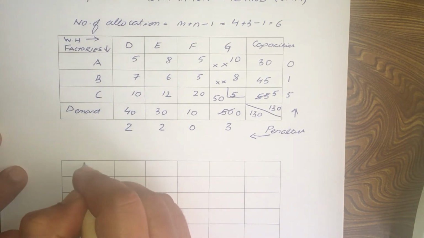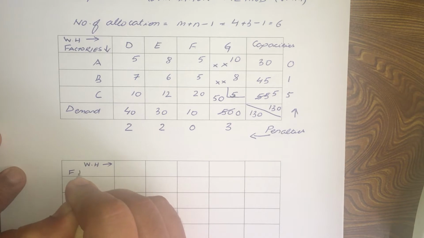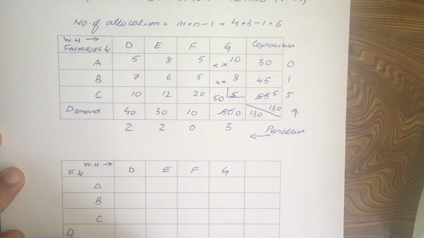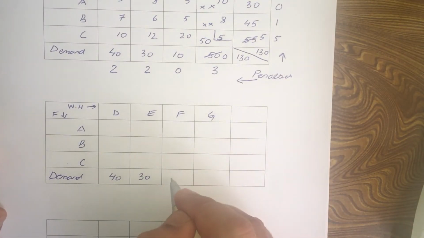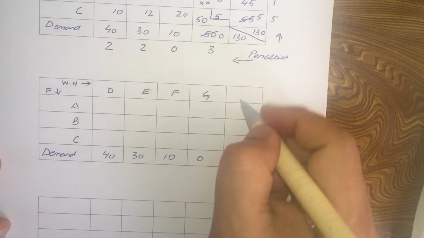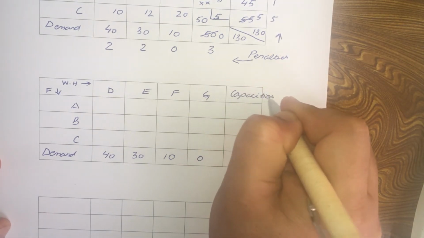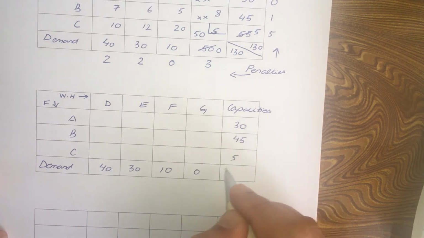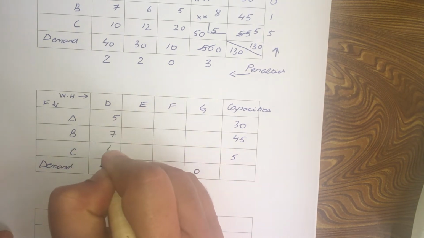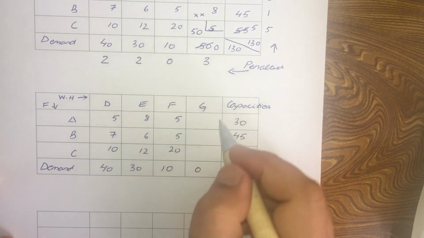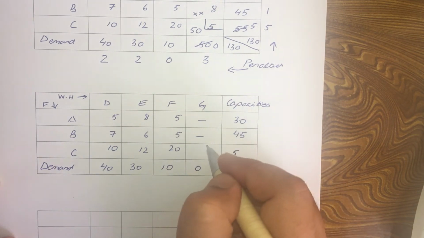Next, again, I'll just write factories F. Okay, D, E, F, G, A, B, C. Demand 40, 30, 10. Remember, we have met the demand of G, so therefore demand here is 0. There's no more demand. Okay, and then your capacities 30, 45. Remember, we've allocated 50 here, so therefore you are only left with 5. All right, so 5, 7, 10, 8, 6, 12, 5, 5, 20. Now we've met the demand of G, so we've cancelled G. Here we've already allocated 50.